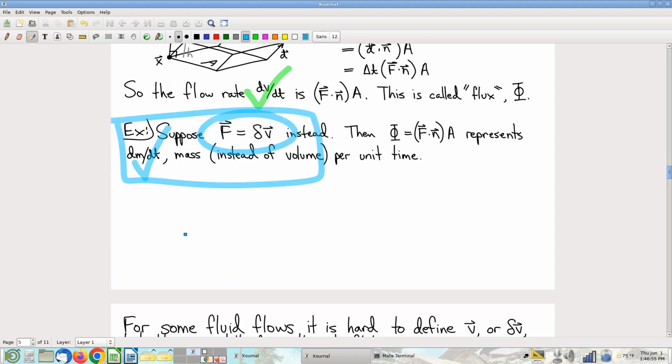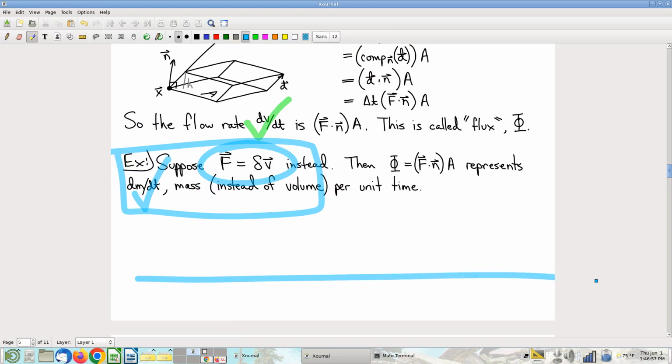Wait, so what are the units of that? We don't want to. That's somebody else's problem. Don't worry about it in this context. It's a lot to keep track of.